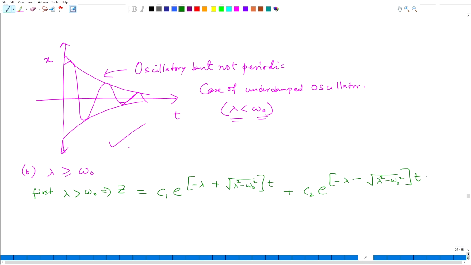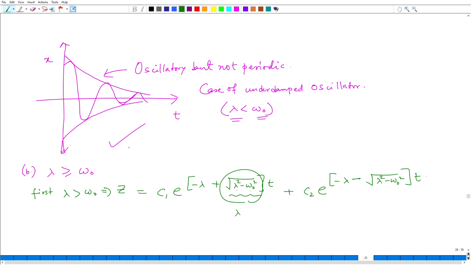Okay. So, I can also call this here omega d, or I just do not need to introduce them. What I can simply tell you is that here you see that we are in a case where lambda is greater than omega 0. So, this thing under the root is actually less than lambda square.